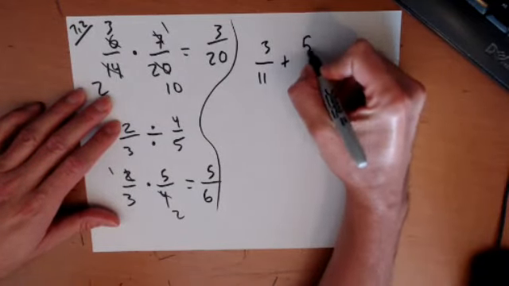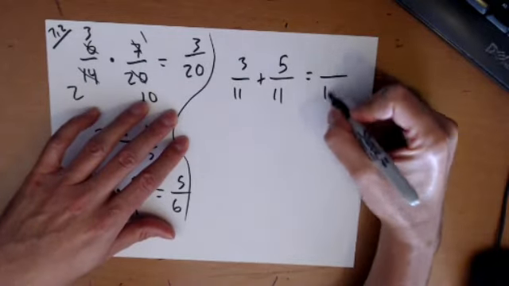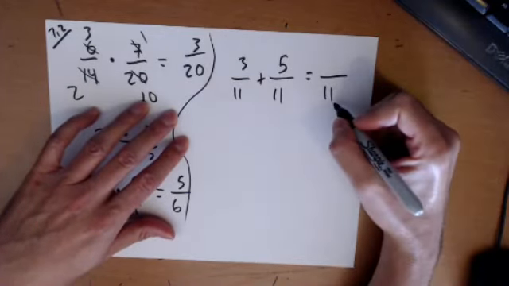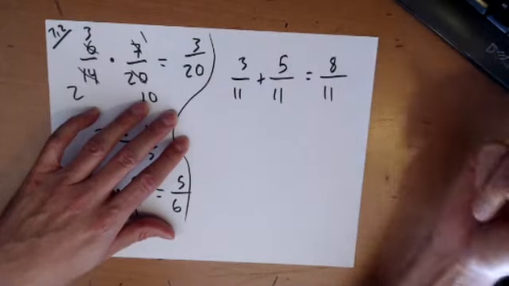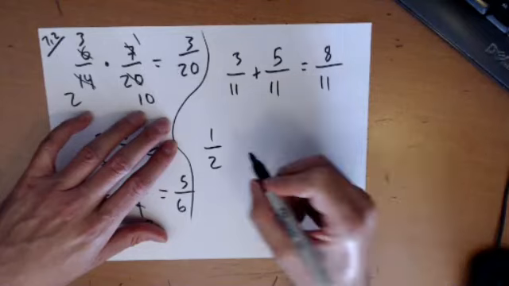3/11 plus 5/11. Oh, the denominators are the same. Cool, so the denominator stays the same, and if the denominators are the same, then you can add the tops. 3 plus 5 is 8. Oh, easy peasy. Okay, so here's where it becomes a pain.